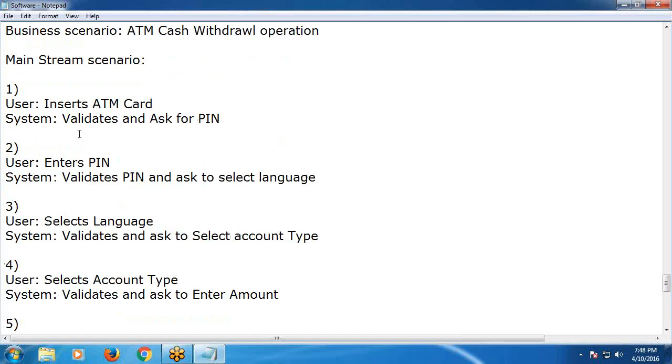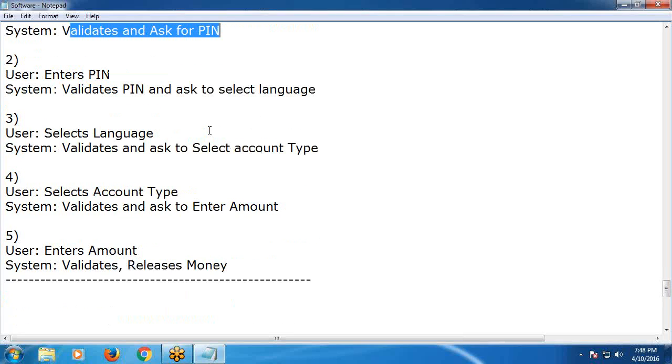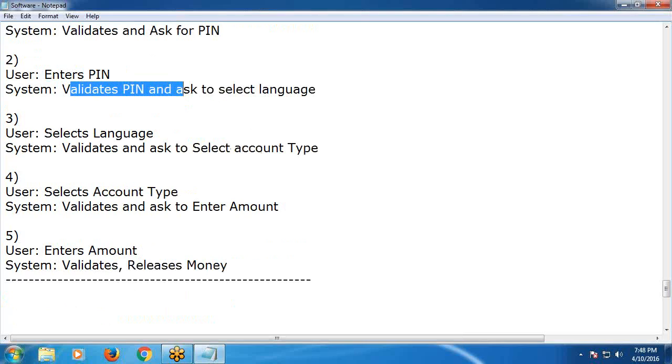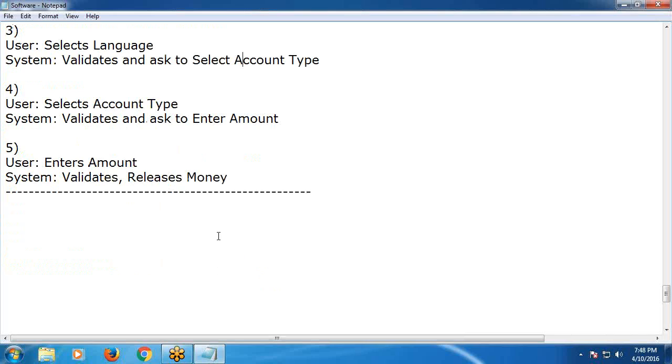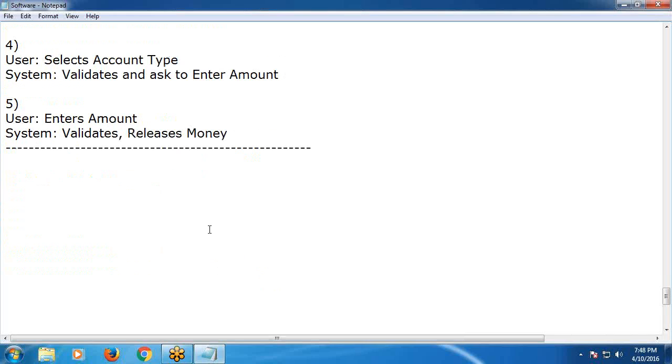Observe 5 transactions. Insert ATM card, system validates, asks for PIN. Next, enters PIN, validates PIN, asks to select language. Next, user selects language, validates and asks to select account type. Next, user selects account type, either saving account or current account. Next, system validates and asks to enter amount. User enters amount. Next, validates, releases money. This is mainstream scenario.